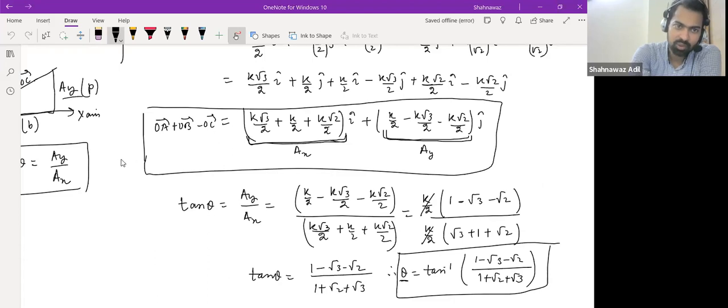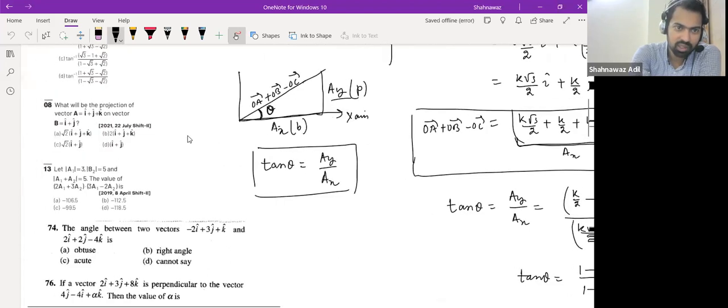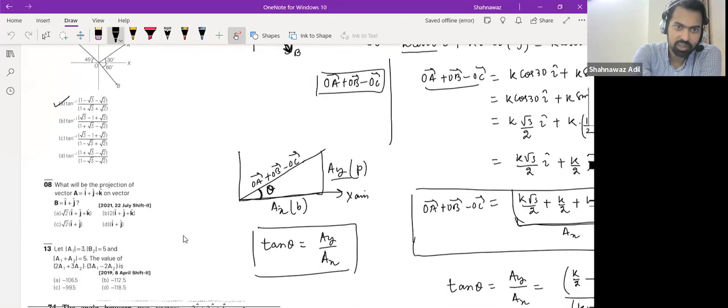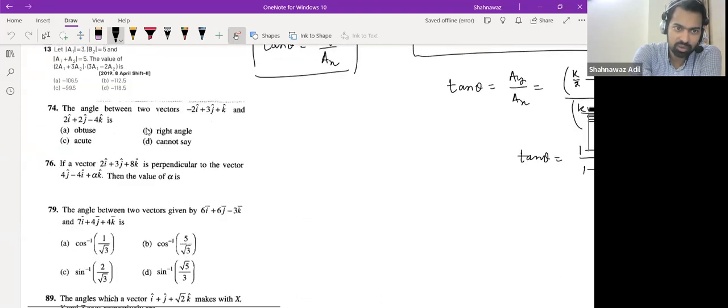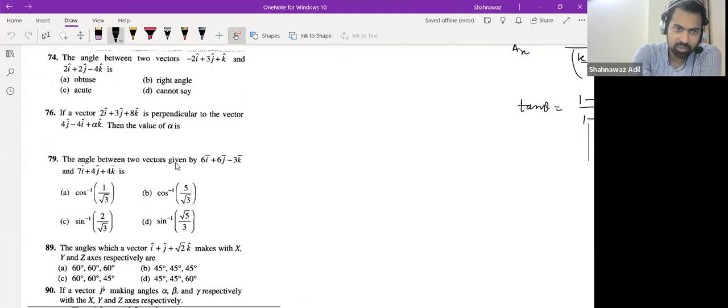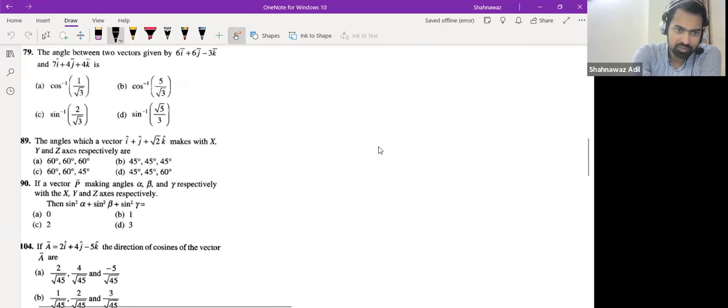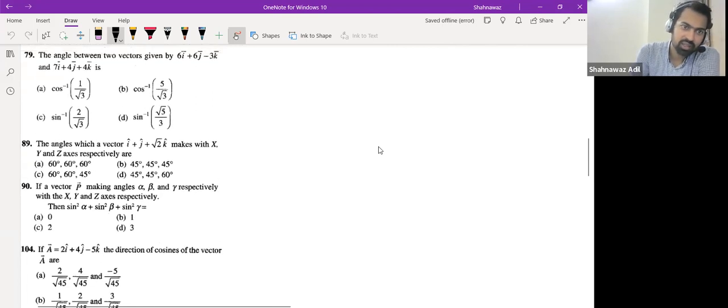Okay, so this was about the resolution of vectors, and then we have projection. For projection, I'll talk about the angle between vectors, about the dot product. Yeah, this question: the angles which a vector i, j, root 2 k makes with the x, y, z axes respectively. Right, so this question is based on direction cosines, right?